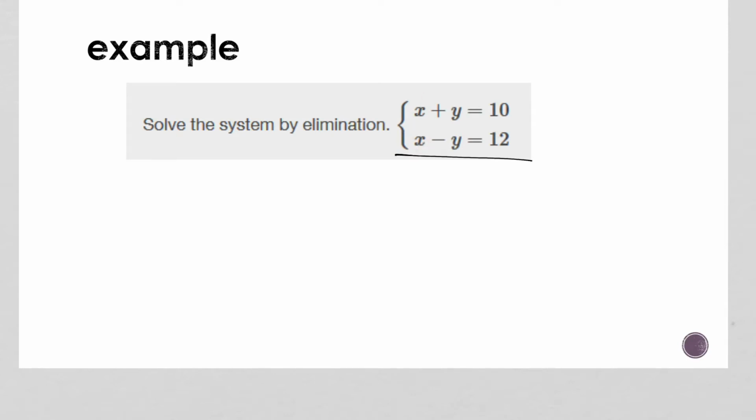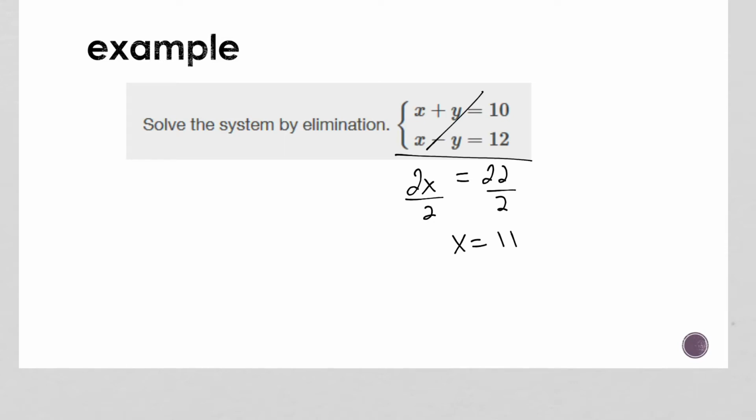X plus x is 2x. Positive y and a negative y create 0. They go away. Your equal sign is there. 10 plus 12 is 22. Now divide both sides by 2. And x is equal to 11.